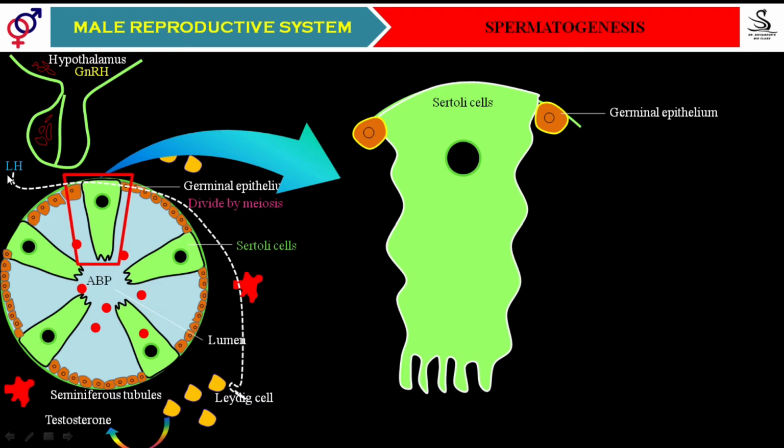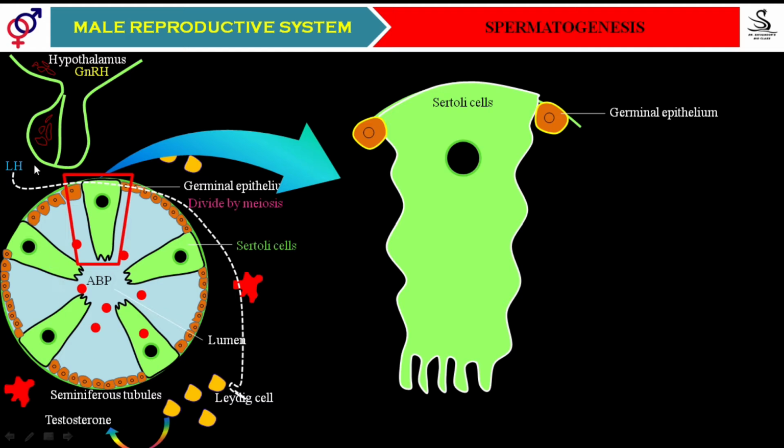What is the role of LH? LH will act on the Leydig cells, and Leydig cells will start to secrete testosterone, and this testosterone is the one which is going to develop all the secondary sexual characteristics. What the secondary sexual characteristics are and how they develop, all that I have already discussed in my previous video. I have given the link in my description box. You can please check that video and understand the role of testosterone in the male body. And testosterone is the one which is going to even activate the process of spermatogenesis. We will see now how it is going to activate.